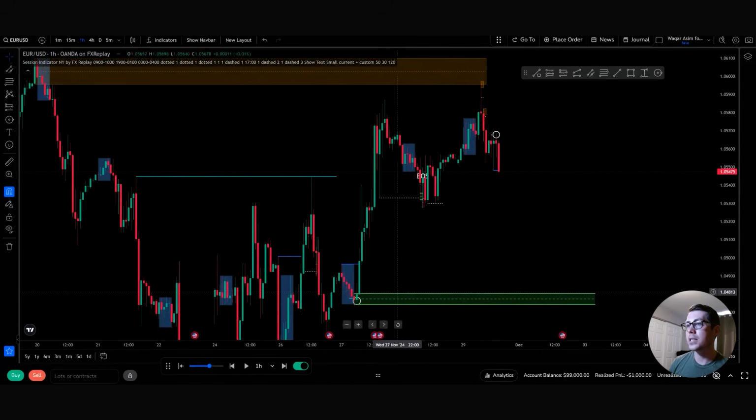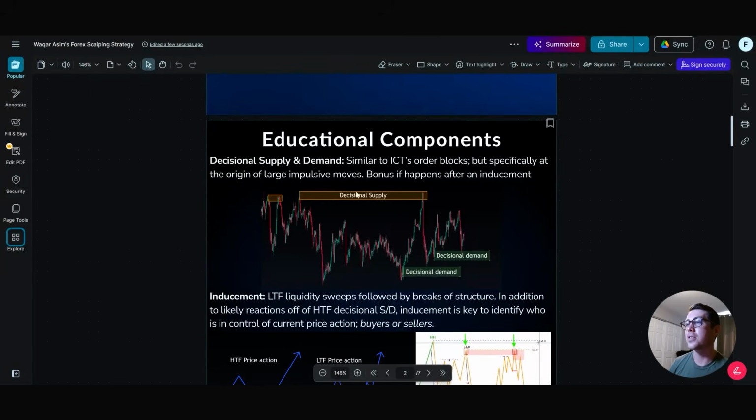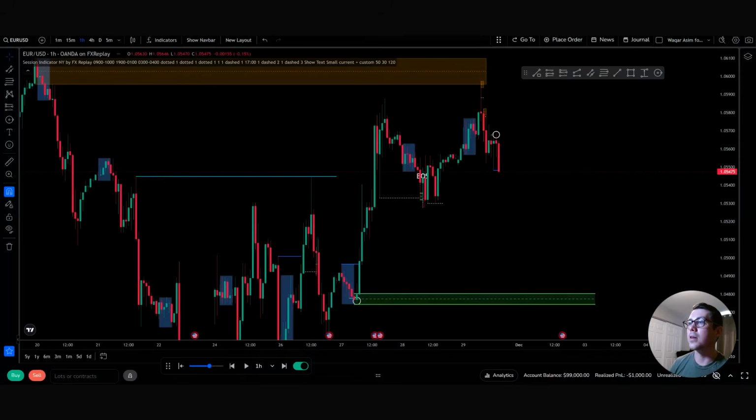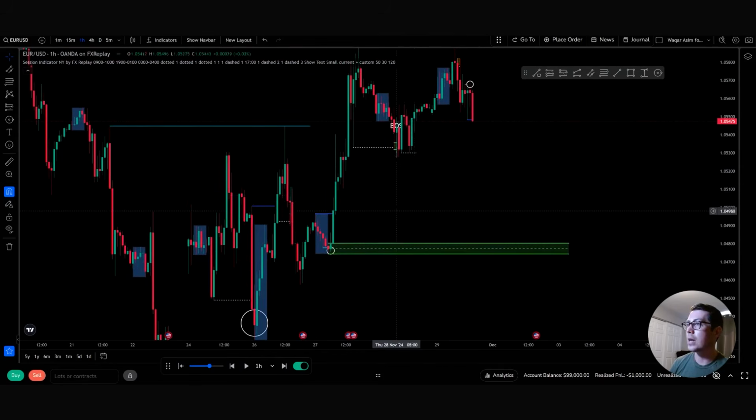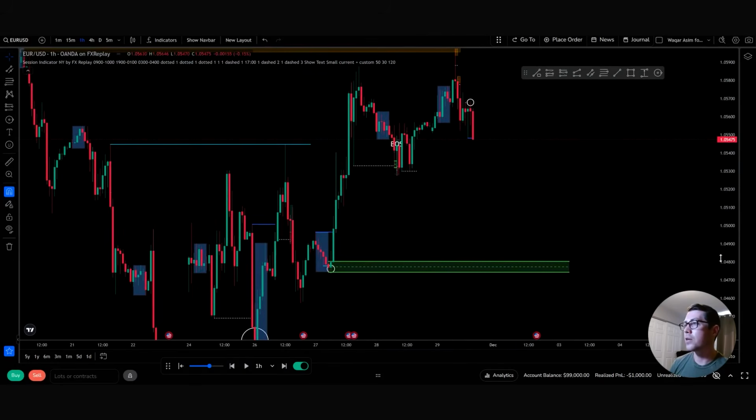So I'm going to just stick with this one, again trying to focus on the start of the move for those decisional levels. The decisional supply and demand is basically the origin of these moves. So I want to try and be a little more specific with my drawing of these. And so, yes, there's a potential demand zone right here, but it wasn't at the start of this move. And so I'm not really going to try to get super cute with every single level.